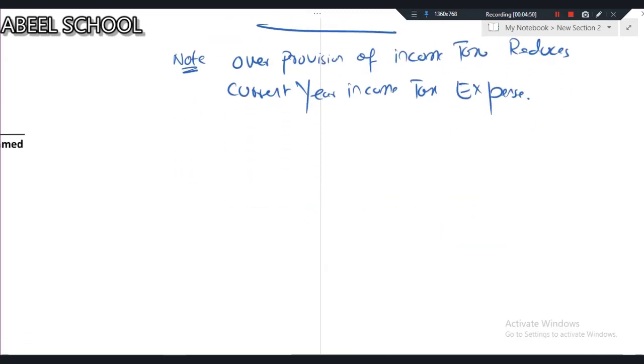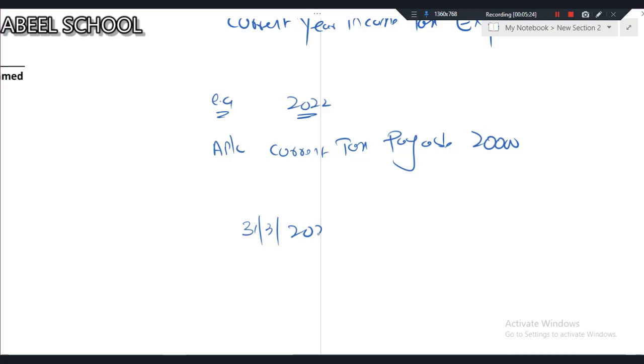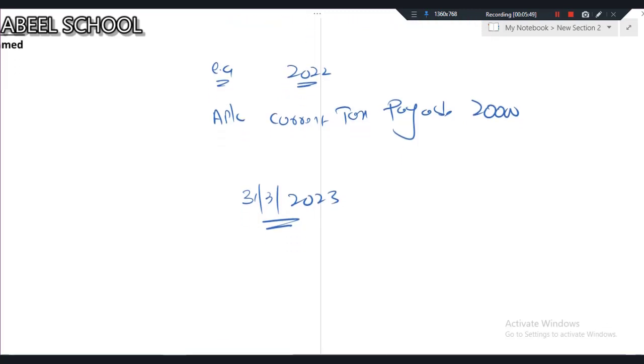Okay. There's another concept which is called under provision. Under provision means you have recognized the tax payable which is less than the required payment. Now assuming, for example, 2022, APLC recognized a liability of current tax payable, assuming 20,000. But in March 2023, when they were asked to make the payment, tax authorities told them your actual payment is, let's say, 23,000. So tax authorities are asking 23,000 for the liability of 2022 to be settled. But APLC has recorded only 20,000. The actual payment is more than what they have recorded, so it means the previous year they recorded less current tax payable.